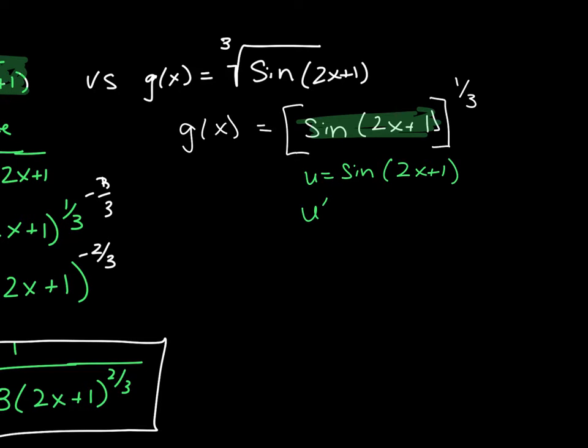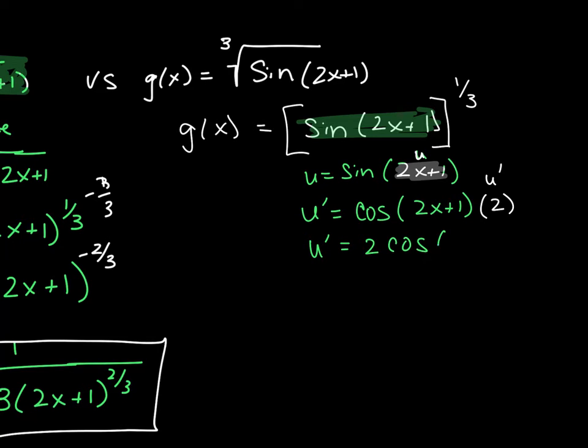But when I find the derivative of that, I need to use the chain rule again because I have the inside of the inside, which is the 2x plus 1. So first thing I do is take the derivative of the sine, which is the cosine. Everything of u stays the same, but I have to again multiply times u prime, or the derivative of the inside, which in this case is 2. So u prime is 2 cosine of 2x plus 1.